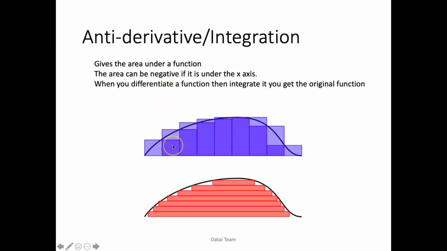And when we have multidimensional spaces, instead of area, we get the volume. The volume, or the area, the result of integration, can be negative, and graphically it's negative if it's under the x-axis. When you differentiate a function and integrate it, you get the original function.